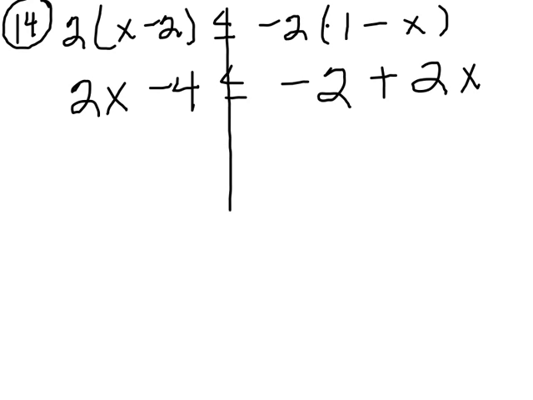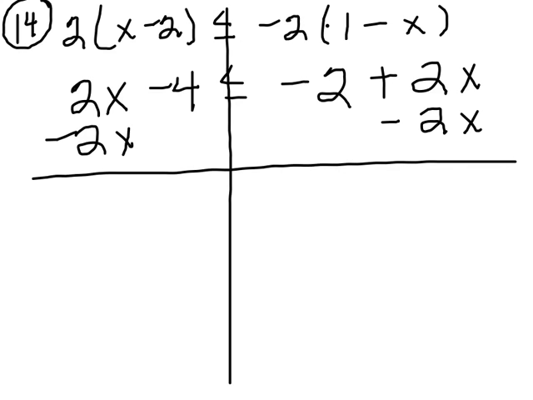All right, now we have to get our letters together. So I'm going to do that by the inverse operation of minus 2x on both sides. And 2x minus 2x, oh, that's a 0. So we're left with negative 4 less than or equal to negative 2. And 2x minus 2x cancels out, so we have a 0.